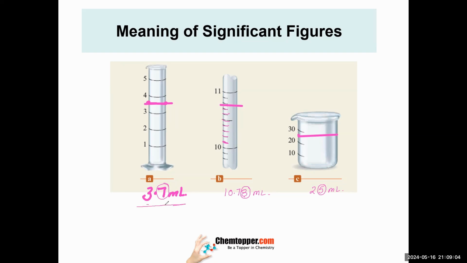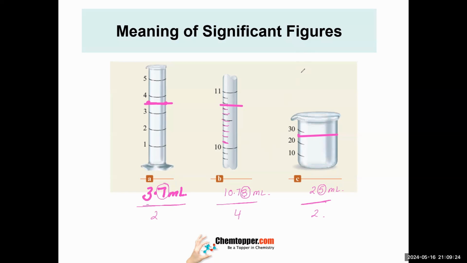Now, how many significant figures are here? Only 2. How many here? 4. How many here? 2. So significant figures in a measurement tell you the accuracy of the measurement.